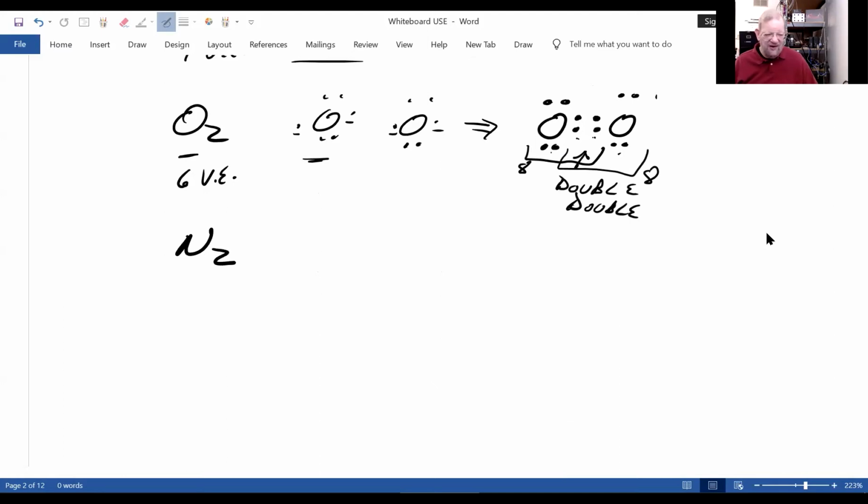Why don't you draw the Lewis structure for nitrogen gas, which you're also inhaling right now in the air? And I'll tell you, you can look it up. Nitrogen atom has 5 valence electrons. Your turn.